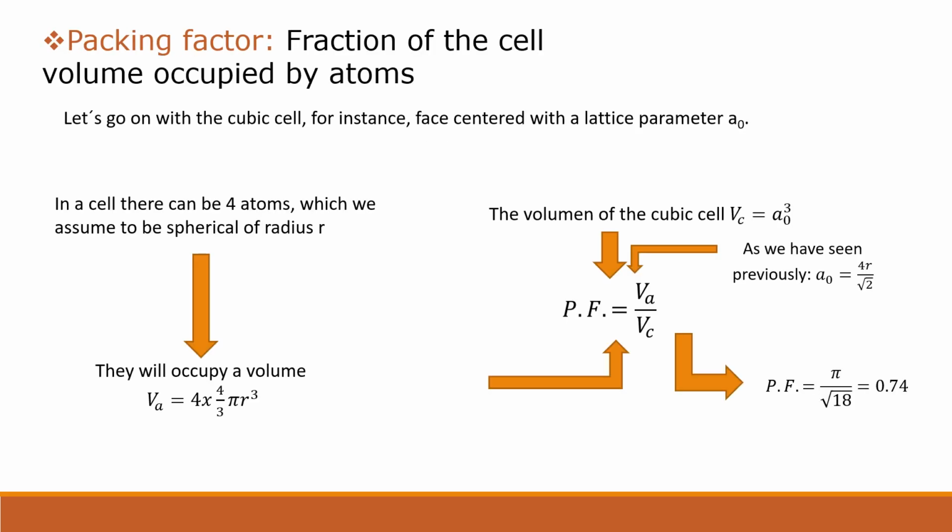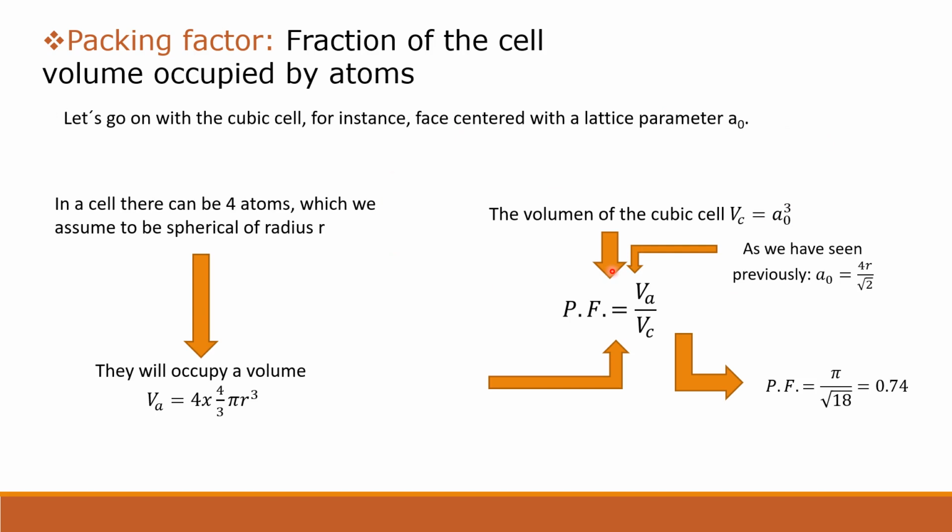Yeah. Then we come to the packing factor, and we are going to calculate the fraction of the cell volume which is occupied by atoms. Always the simplest is the cubic. In a cell, well, let's go to the face-centered cubic. In a cell, there can be up to 4 atoms, spherical, radius r, so they will occupy volume 4 times 4/3 pi r cubed. This is the sphere volume. On the other hand, the volume of the cubic cell will be, it's cubic, the parameter is a0, so a0 cubed.